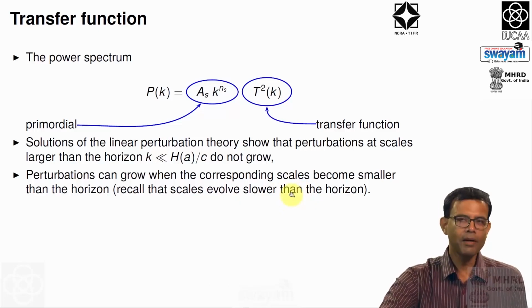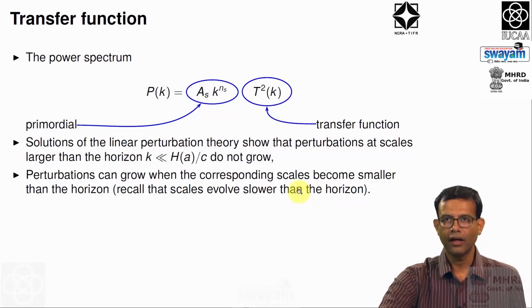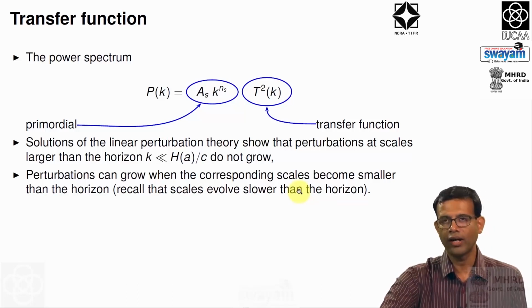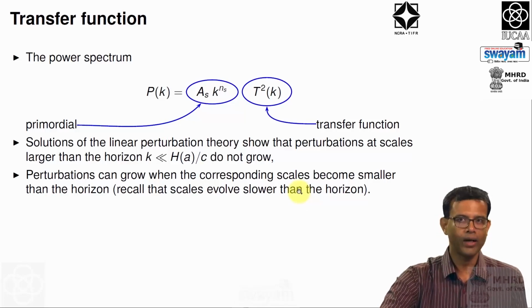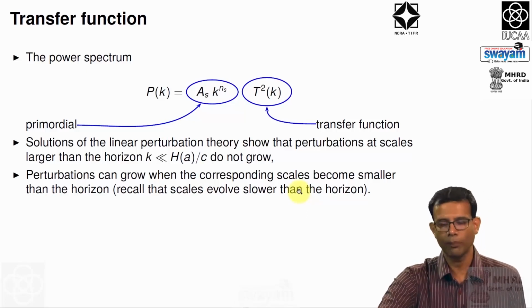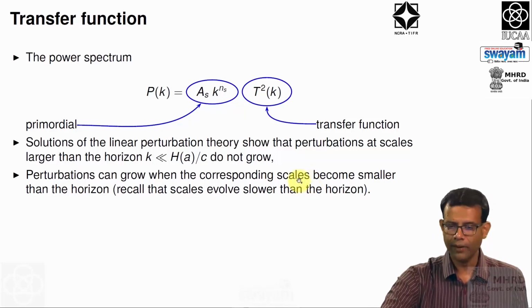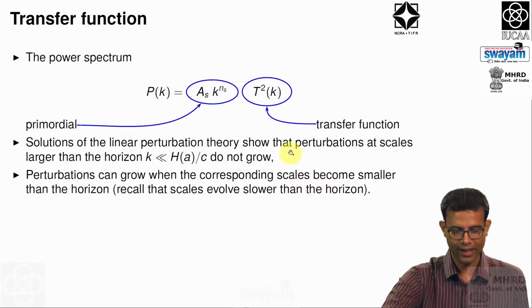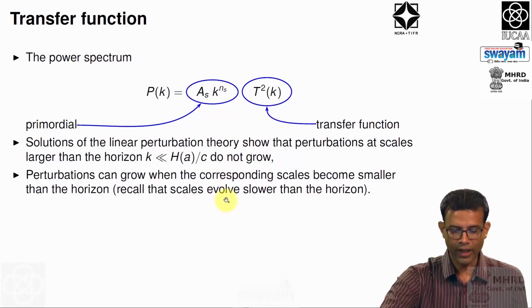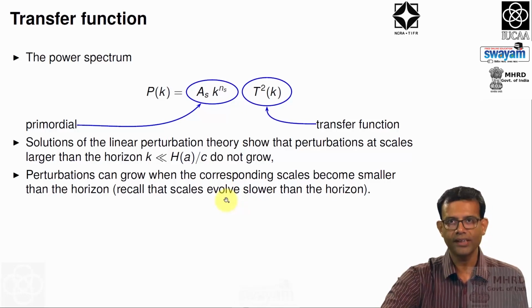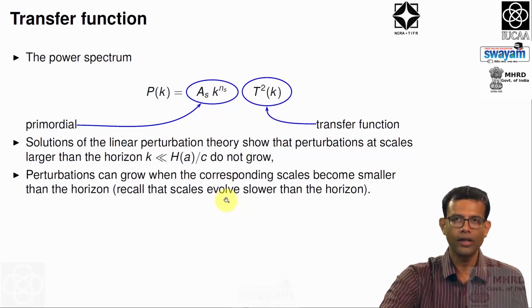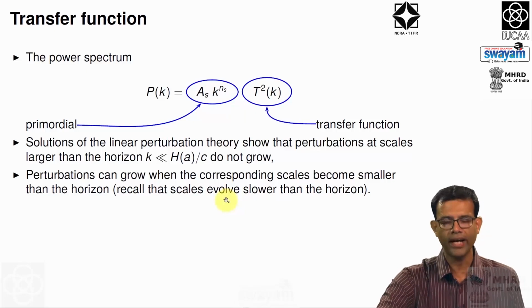Why is this? Remember, this is something which we did a few lectures back. You have to connect this to, for example, the horizon problem. We were talking about scales evolving as proportional to a and the horizon evolving as either a squared or a to the 3 by 2 depending on which epoch you are in. So, just go back and remember those lectures and you will understand that the scales evolve slower than the horizon. So, at some point, even if you start with a scale which is larger than the horizon, it will eventually become smaller than the horizon, or will enter the horizon.